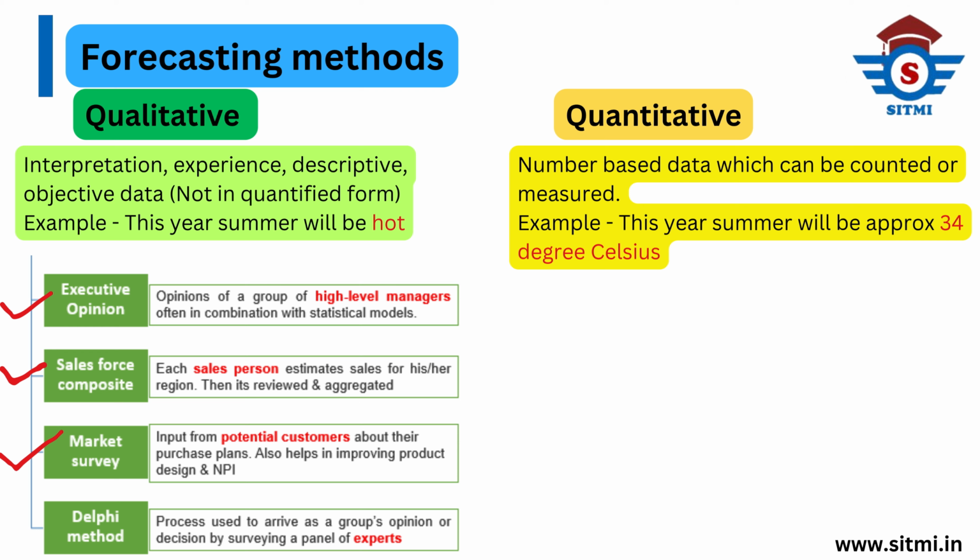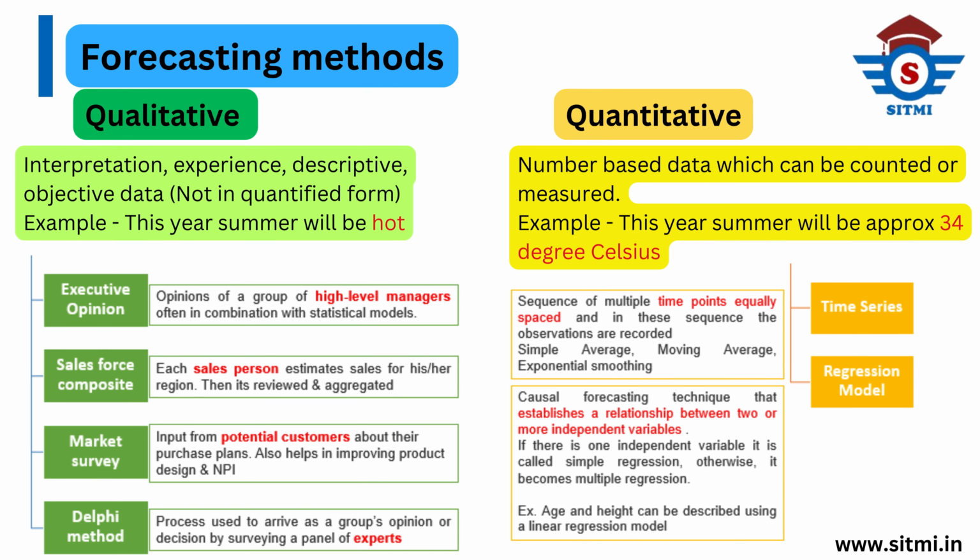Now the last is Delphi method. So Delphi method is basically a process used to arrive as a group's opinion or decision by taking input from panel of experts. So in each field there are multiple experts who gives an input for the forecasting in the future. Now in the quantitative forecasting, there are basically two types of forecast.